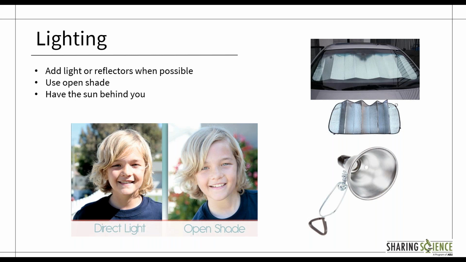Another tip is to use open shade. So if you're outside, try not to be in direct sunlight. Try to find open shade, which is basically where you're still outside, you're not covered, but the sun is not directly hitting you. So there's this example here on the bottom of this young boy. On the left, he's in direct light, and you can see that he's squinting. You can't really see his eyes. There's lots of shadows on his face. But when he goes to open shade, now you can actually see his face better. There's no shadows. You can see his beautiful blue eyes. It just looks much better.